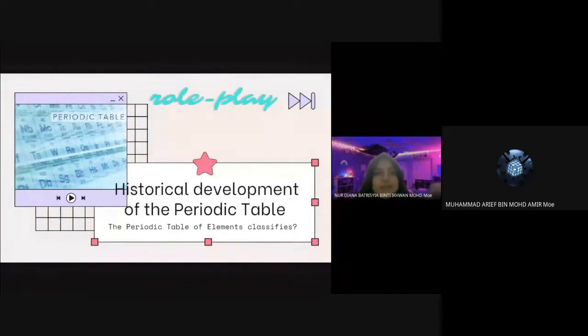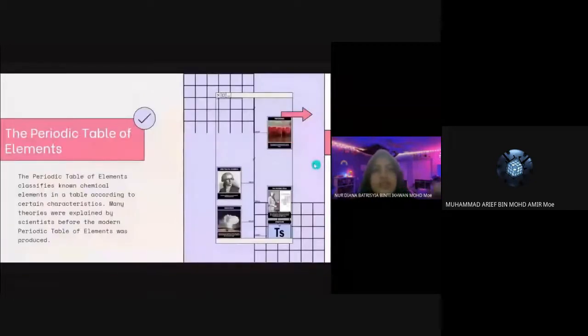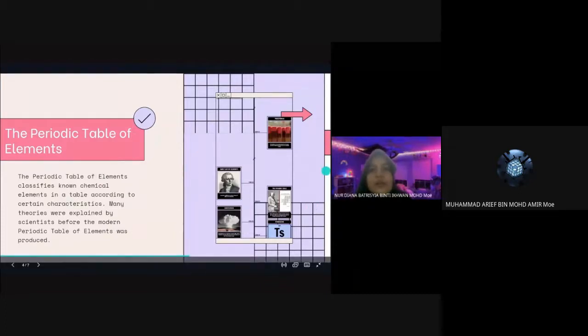So today we are learning about the historical development of the periodic table. What does the periodic table of elements classify? Here we have the periodic table of elements. The periodic table of elements classifies known chemical elements in a table according to certain characteristics. Many theories were explained by scientists before the modern periodic table of elements was produced. So those are some of the points that you must know, and I hope all of you will understand the statements.